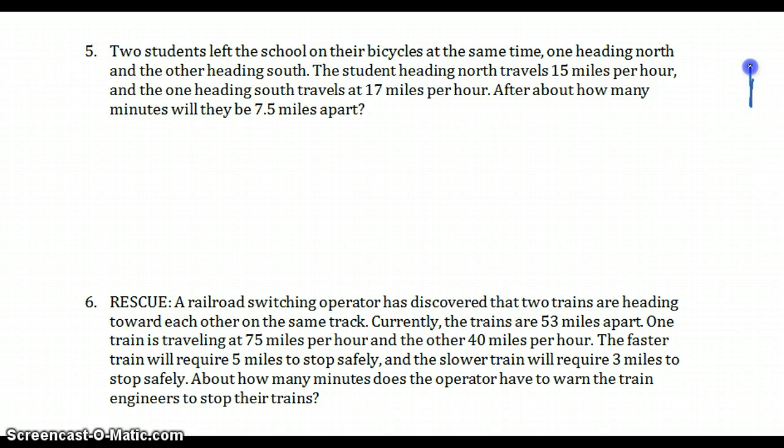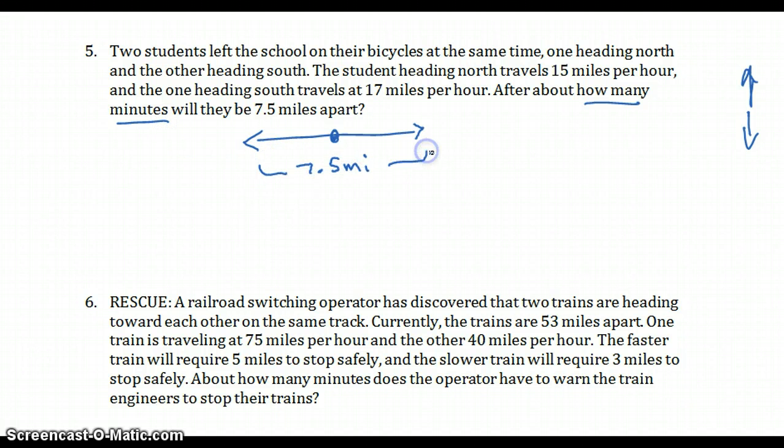Now I know we said north and south, but for me I like to write this horizontally. There's the starting point. One went one way, one went the other, and the question is how many minutes? How long is it going to take them to be 7.5 miles apart? Now, they're traveling at different rates.